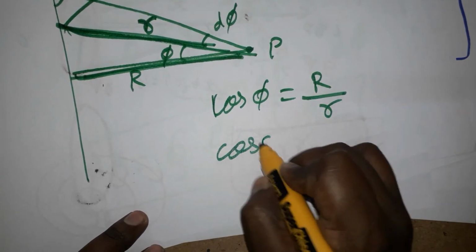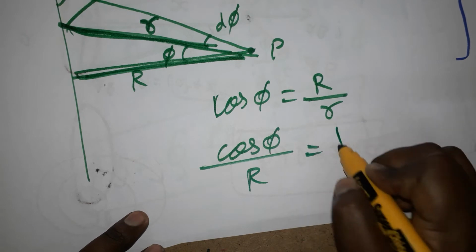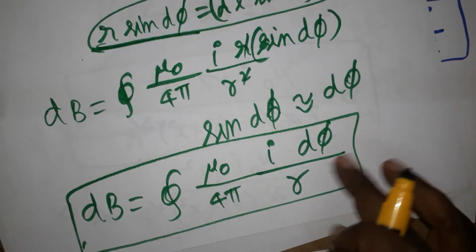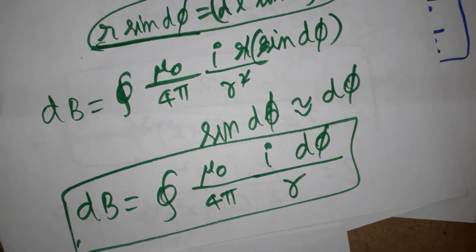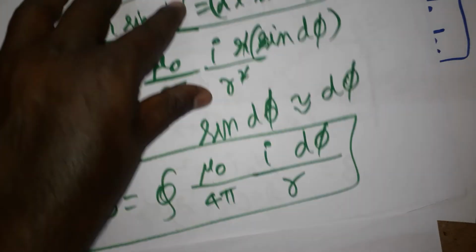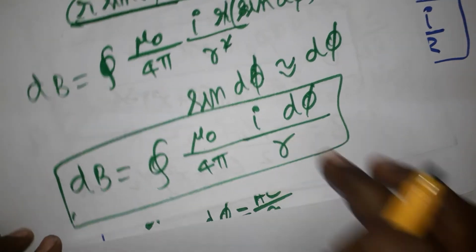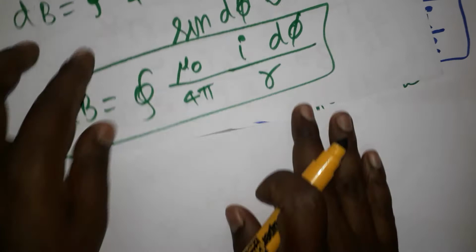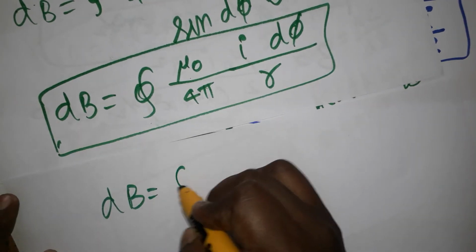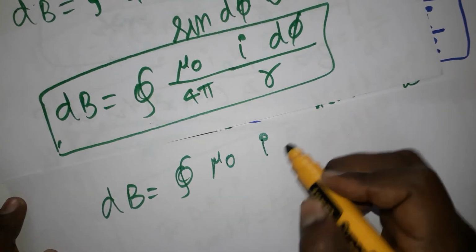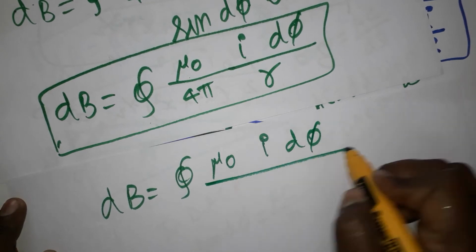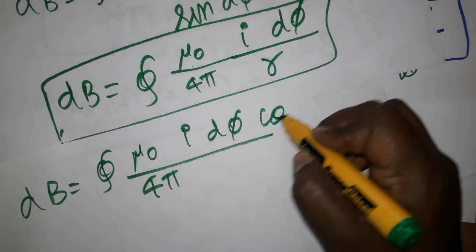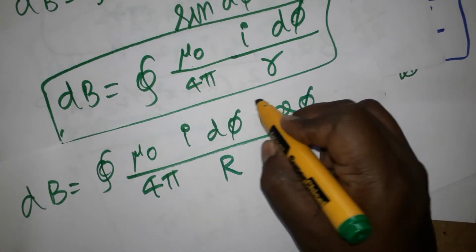So cos phi divided by capital R is equal to 1 divided by small r. So 1 divided by small r, we can write as cos phi divided by capital R. Same equation only, but for 1 by small r, I got the equation cos phi divided by capital R. So dB, closed integral of mu naught I d phi divided by 4 pi, 1 divided by small r, I got cos phi divided by capital R.